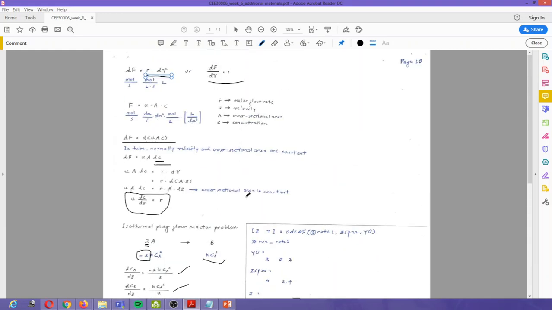additional materials here. As you can see, dF is equal to R dV, or dF per dV is equal to R, where F is molar flow rate, U velocity, A cross-sectional area, and C concentration. Please take care of your units. You need to make sure that all the units cancel and are consistent between the left-hand term and the right-hand term. Then in the tube, the velocity and the cross-sectional area are constant, so you can simplify this, because U is constant and A is constant, so it can be taken out of the brackets.